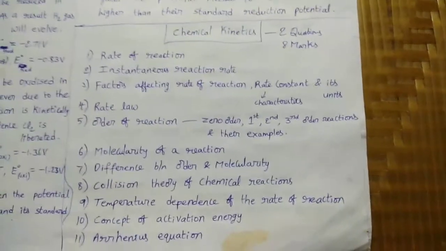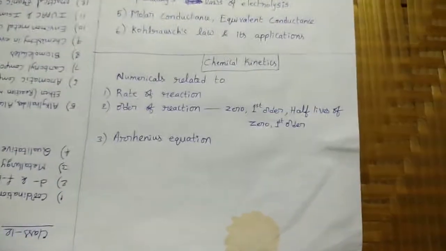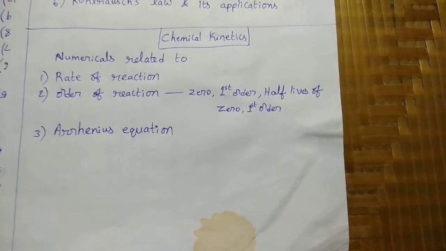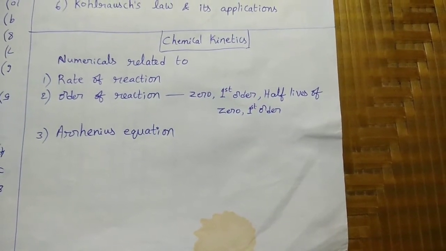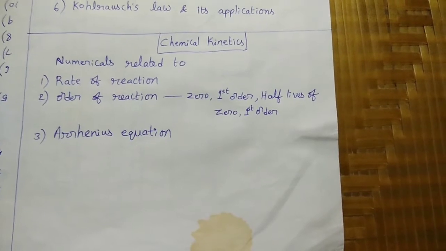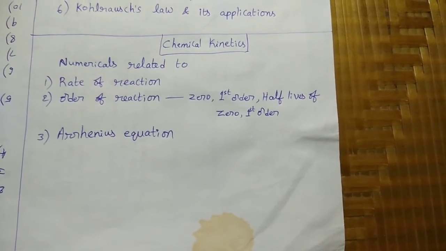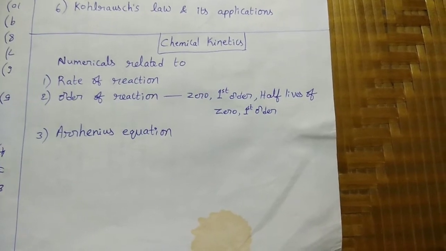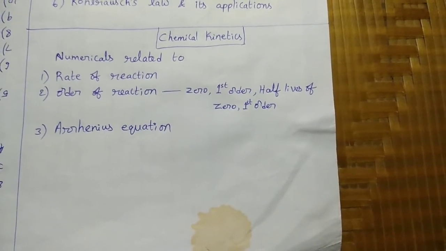Those are numericals from the chemical kinetics chapter: rate of reaction, order of reaction. In this, zero order, first order and half-lives of zero order, first order numericals will come. And finally, Arrhenius equation related numericals will come in the exam.